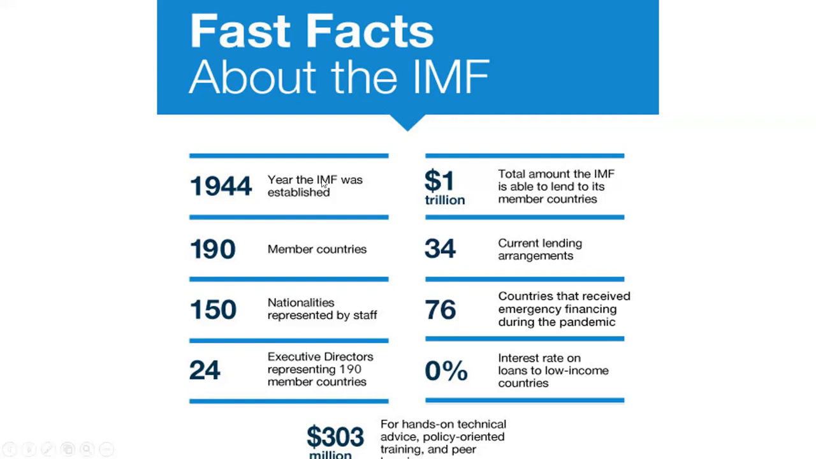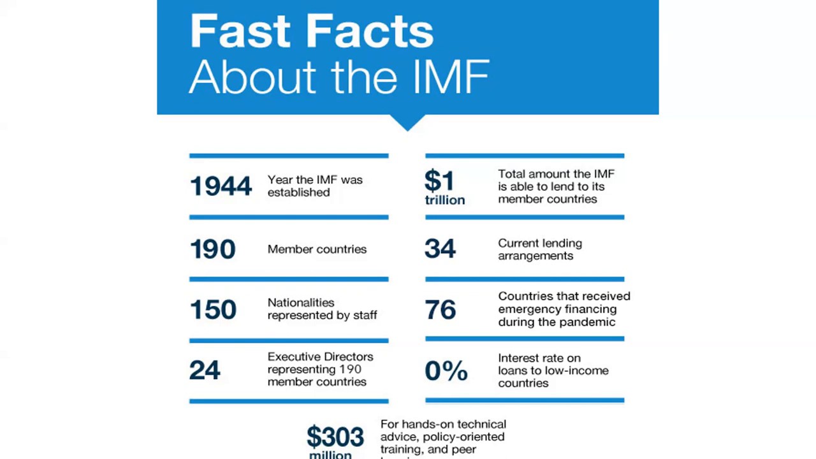Okay. And now there are 34 current lending arrangements, 34 types of lending facilities provided by IMF. Then there are 76 countries that received emergency financing during the pandemic. During the pandemic, how many countries took advantage of emergency financing? This is 76 countries, and it offers loans to least developed countries at 0%. Okay. I hope this is clear.